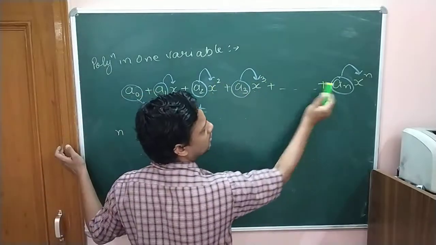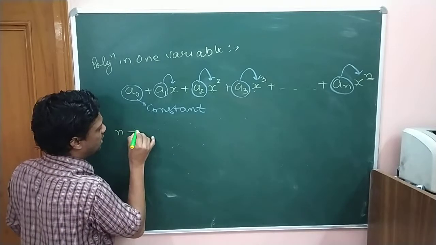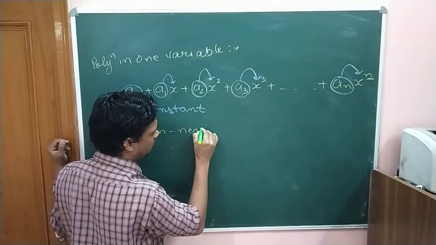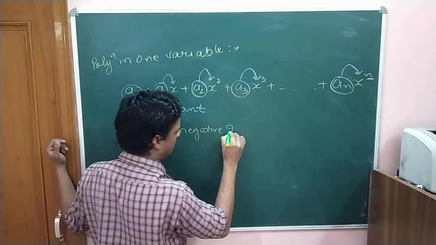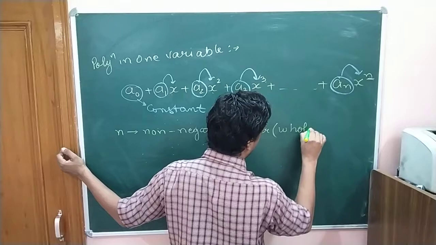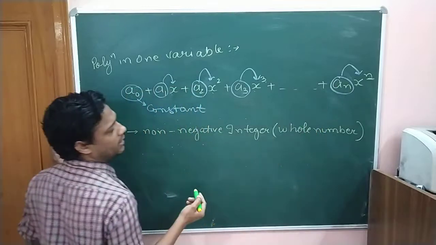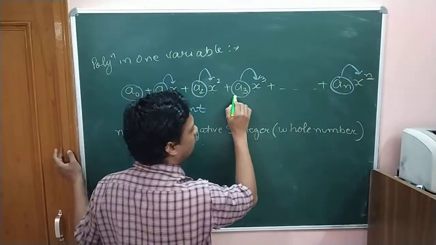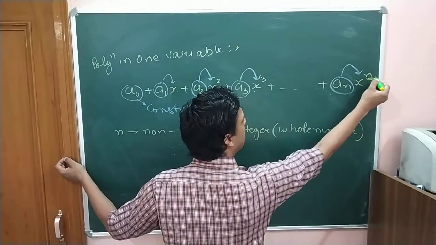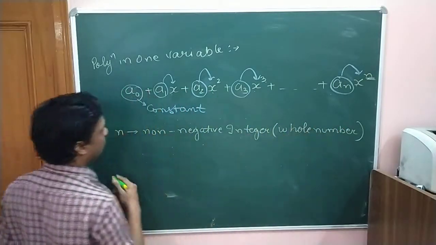n represents the power of the variable. So what is n? n should be a non-negative integer. In short, we can say a whole number. Here n does not represent the term, like first coefficient, second coefficient, third coefficient. Clear? Here n represents the power, and the power of each variable should be a non-negative integer, a whole number.